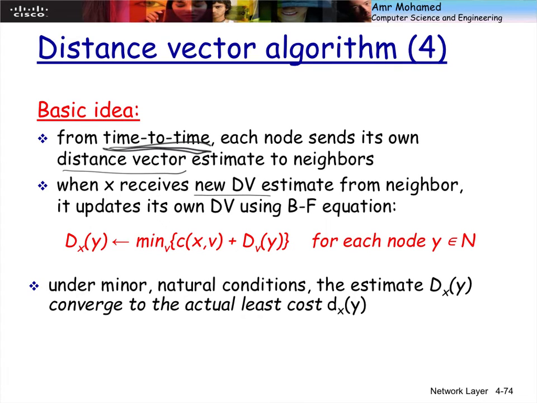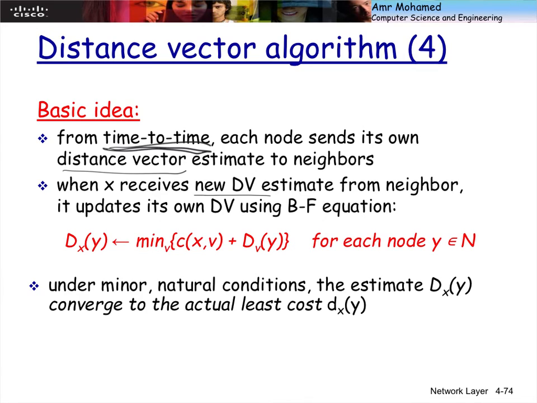When X receives new distance vector estimates from the neighboring nodes, it needs to apply Bellman-Ford to know the minimum cost. But this minimum cost is, again, another estimate that we don't know whether it is globally minimum or not. So this is minimum based on the partial view that I have. Now, is it the global minimum? I don't know. Clear? Okay?